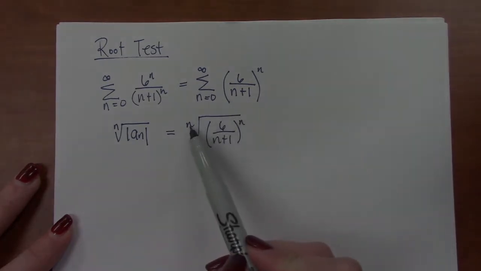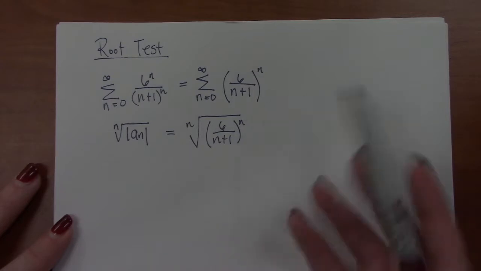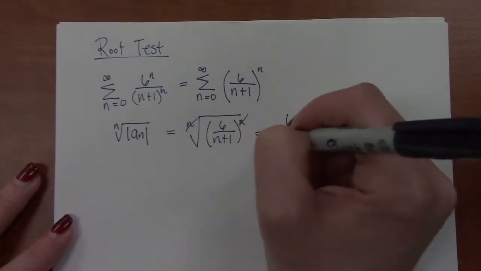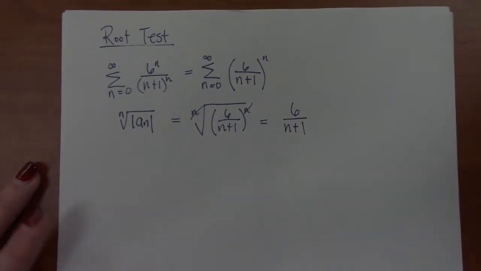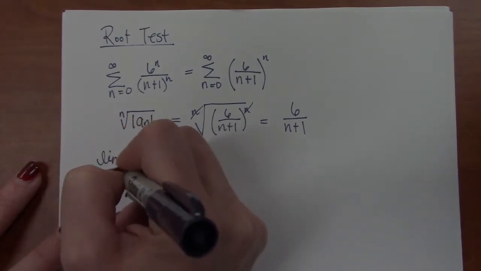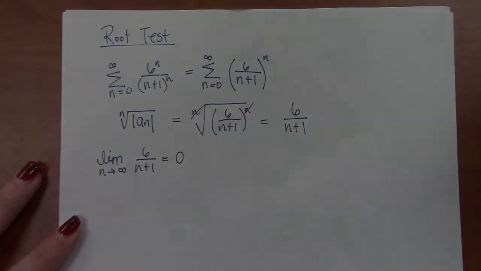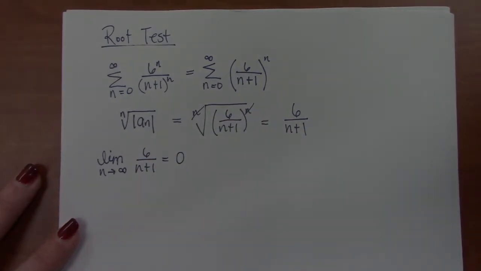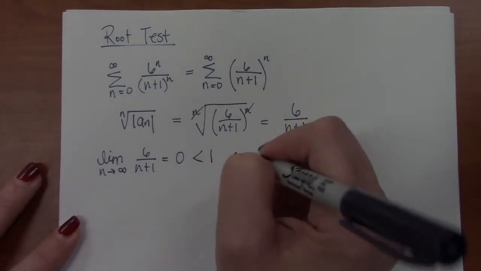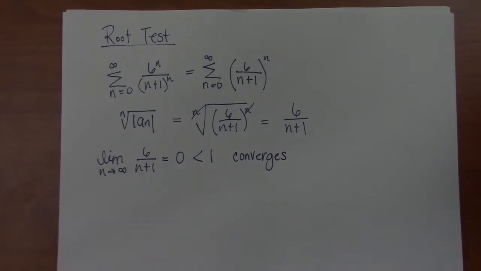well, the nth root is the same thing as saying raising it to 1 over n. And so what it does is it wipes out the n. So you're just going to get this guy. Then you take the limit of your result as n goes to infinity. And the limit of this is clearly 0. So just like the ratio test, if the limit is less than 1, which this is, then it converges. If the result of the limit comes out to be something greater than 1, then it would diverge.